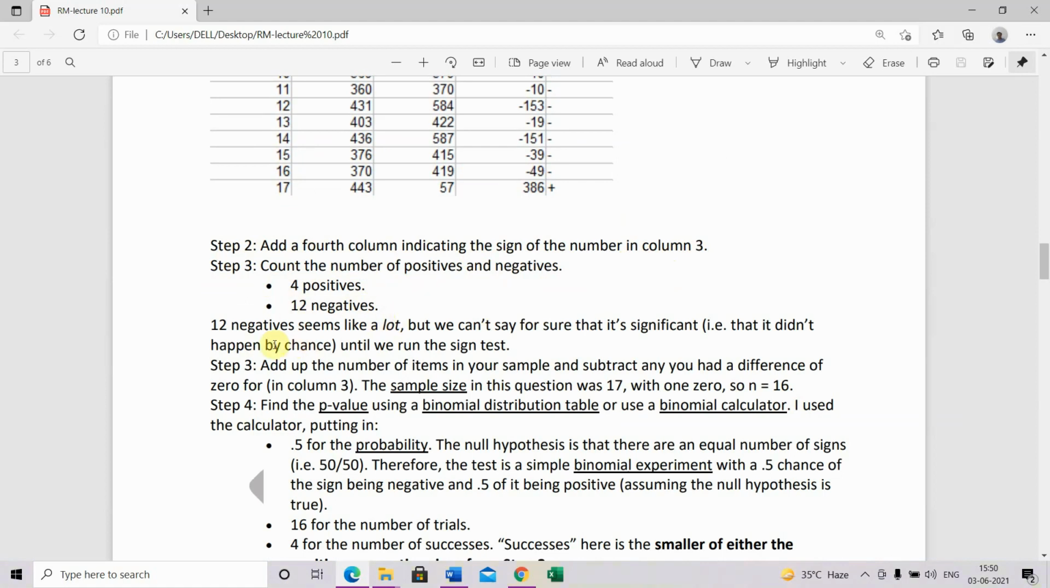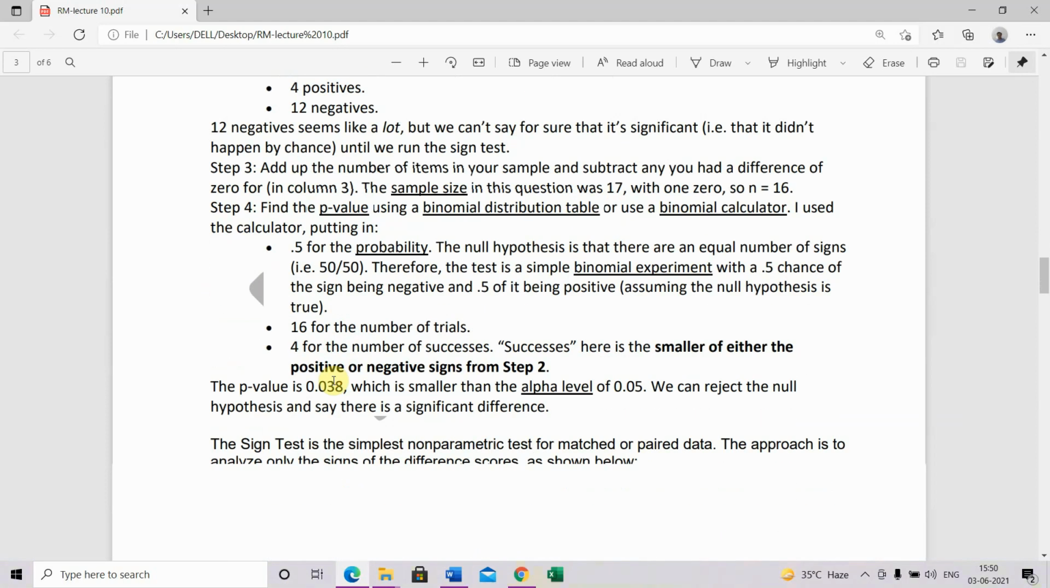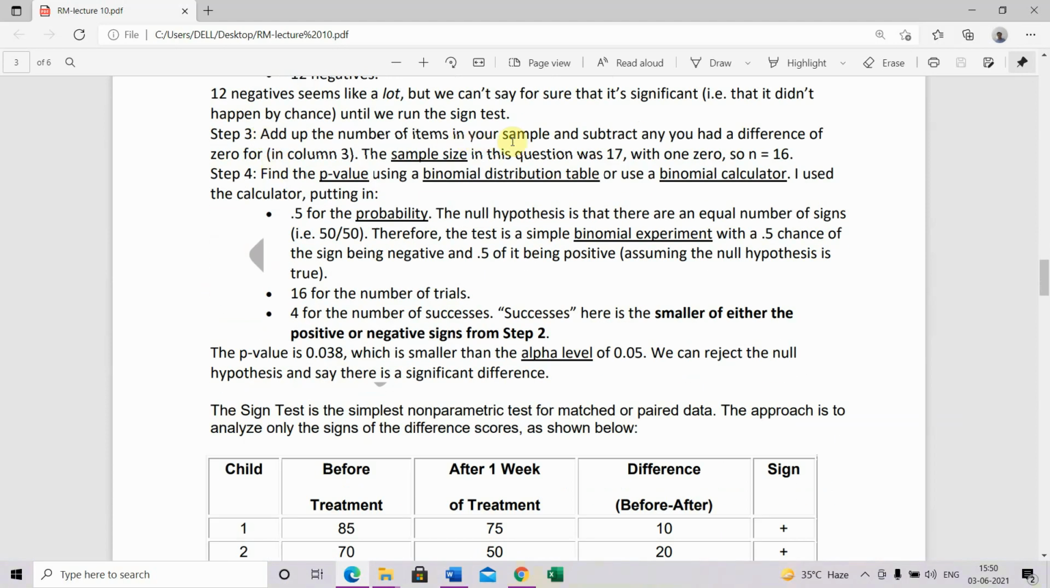4 positive, 12 negative. 12 negative seems like a lot, but we cannot say for sure that it's significant, that it did not happen by chance, until we run the sign test. Step 3, add up the number of items in your sample and subtract any where you had a difference of 0 in column 3. The sample size in this question was 17 with one 0, so n equals 16.